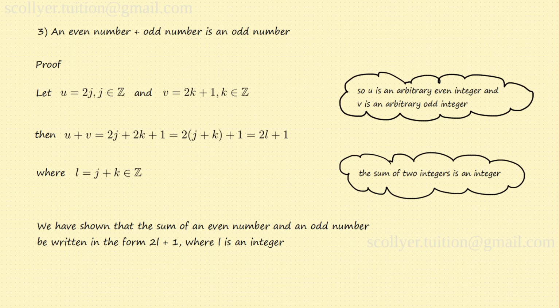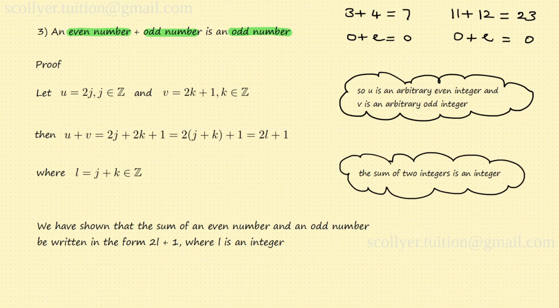Finally, we prove fact 3. An even number plus an odd number gives an odd number. So, for example, we have 3 plus 4 equals 7, odd plus even equals odd, or 11 plus 12 equals 23, odd plus even equals odd. So, to prove this in general, we take u to be an arbitrary even integer and v to be an arbitrary odd integer. So, u is 2 times j, where j is an integer. v is 2 times k plus 1, where k is an integer.